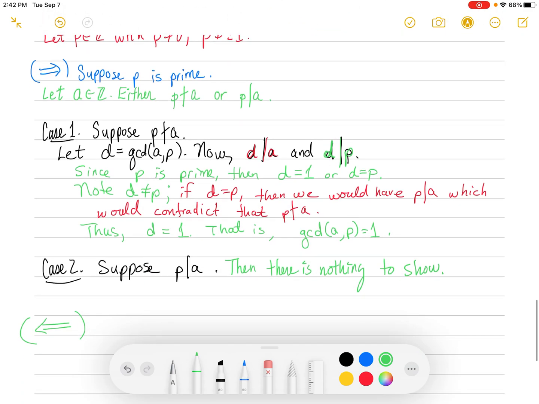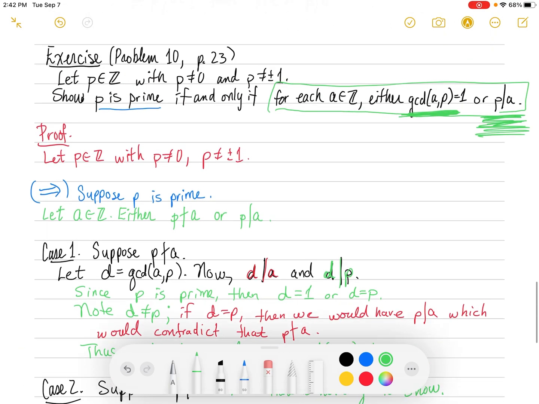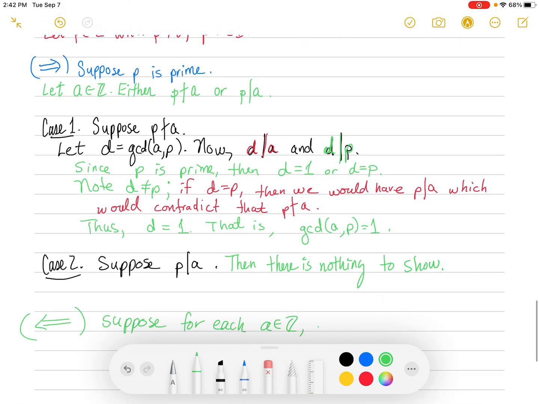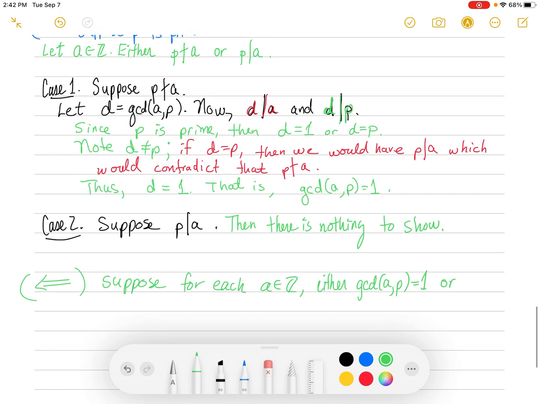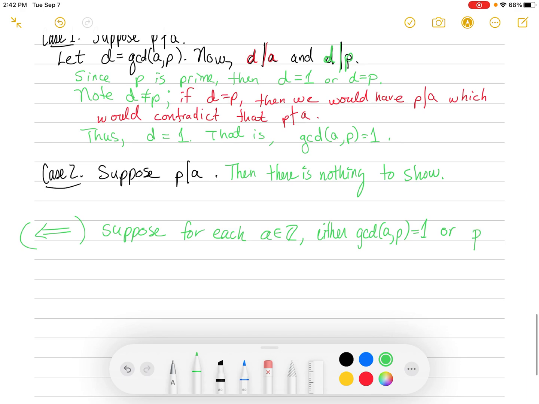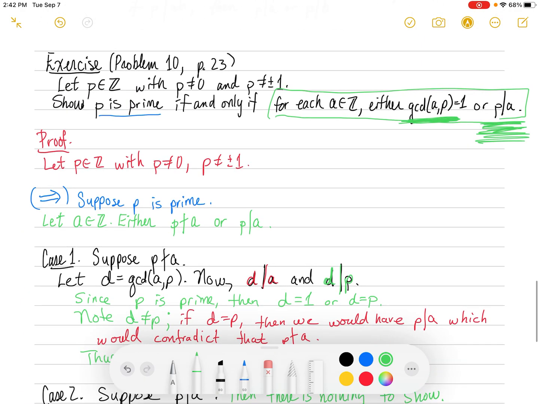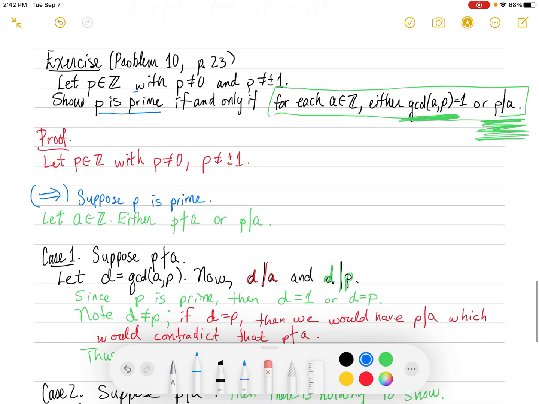So let's suppose, for each integer A, the GCD of A and P is 1, or P divides A. Okay, so we're assuming the green. We want to get to the blue. We want to get to this blue that I'm circling here.